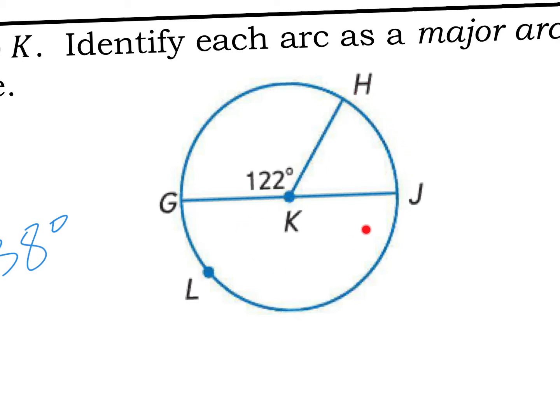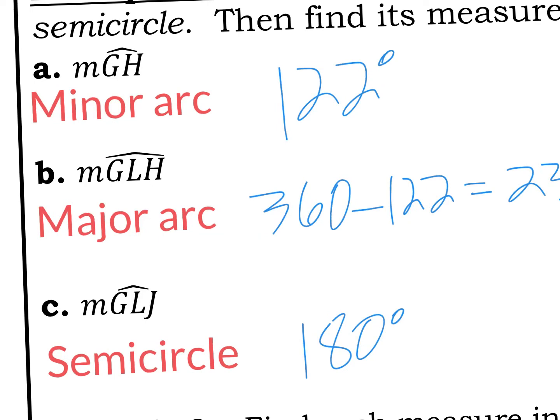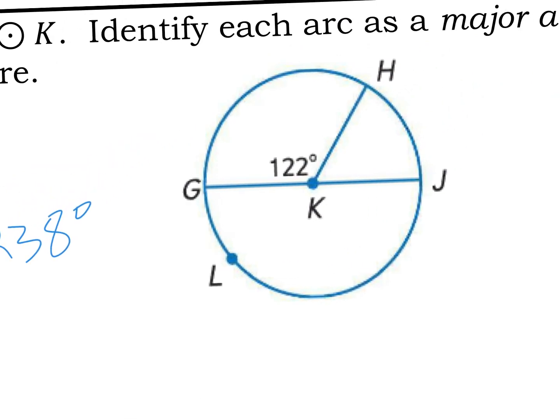So it's the whole circle without the 122. That's why I did 360 minus 122 to get 238. And so because that's more than 180 degrees, that's a major arc. And then GLJ I wrote was a semicircle, so semicircles are 180 degrees. So here's GLJ. You can see it clearly make a semicircle right there.